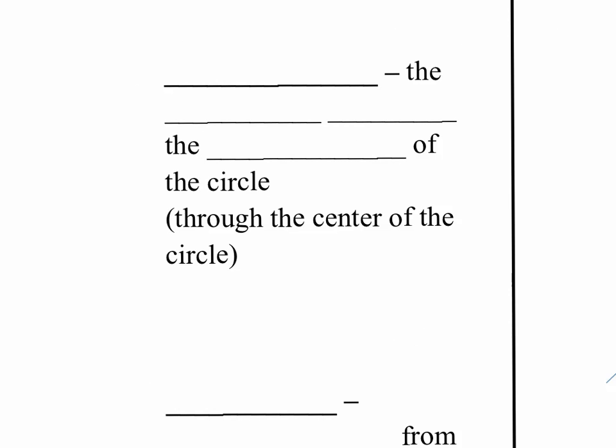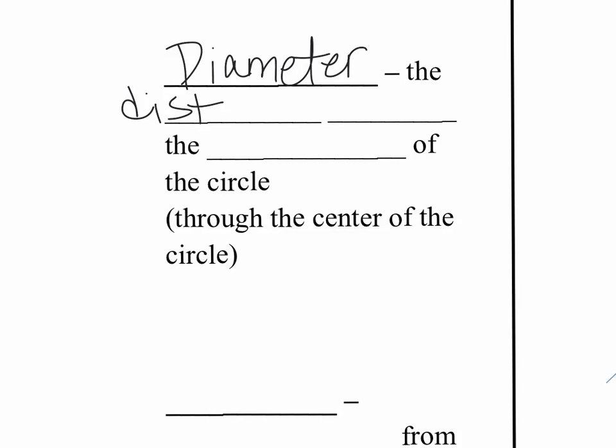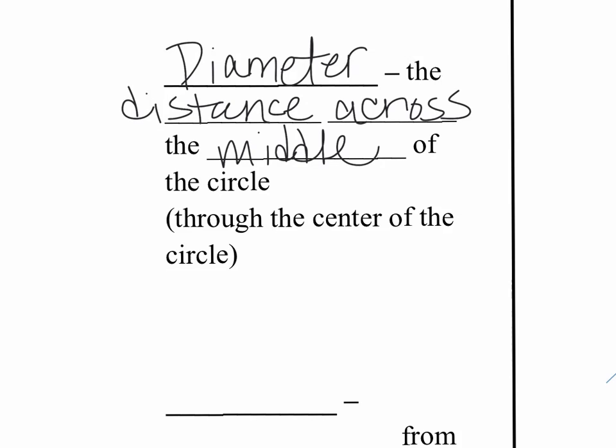The second vocabulary that we're going to talk about is diameter. Diameter is the distance across the middle, you guessed it, middle of the circle. That is through the center of the circle.